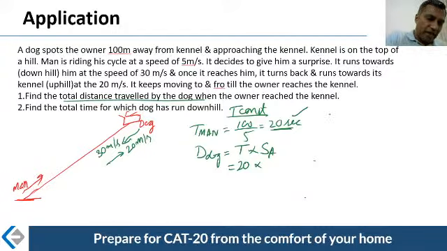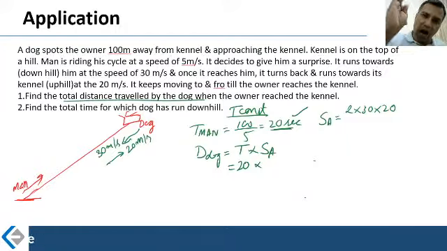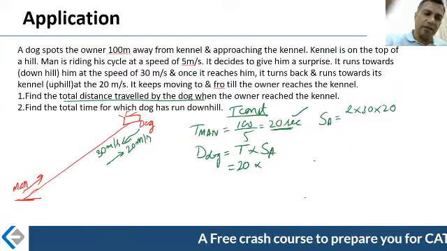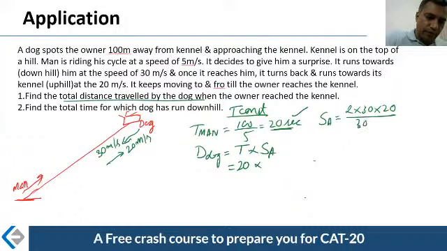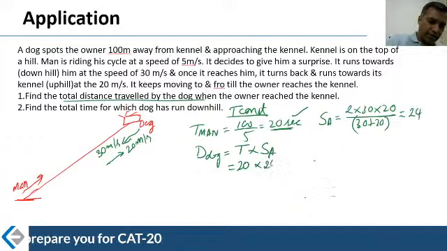Okay, therefore, what is the average speed here? Average speed is nothing but 2ab over a plus b, that is 2 into 30 into 20, downhill speed is 30, uphill speed is 20, divided by 30 plus 20. So that would become how much? That's 24 kilometers per hour. Therefore the average speed is 24. You write this as 24.